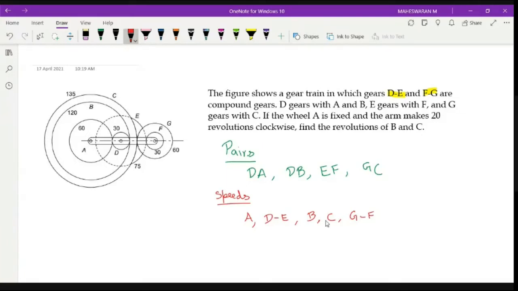Any other speed that I missed? D and F. D and F are not connected together.